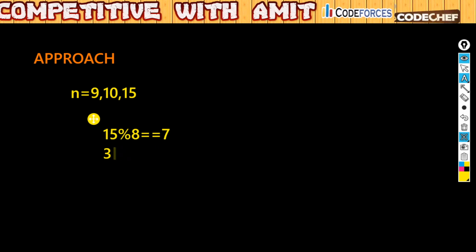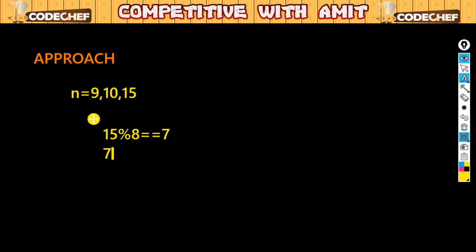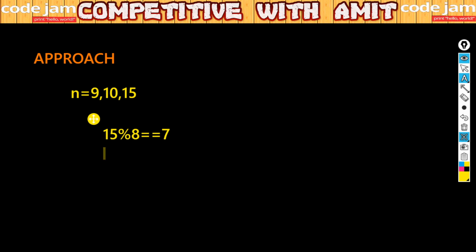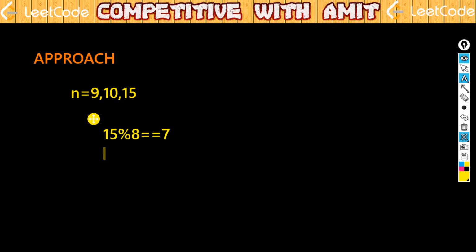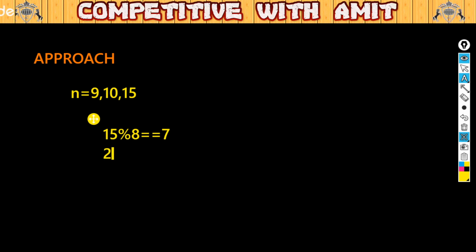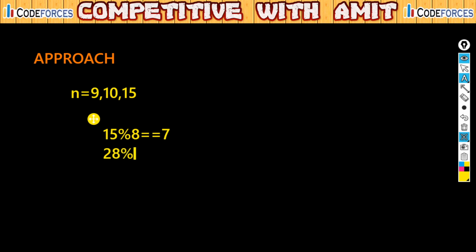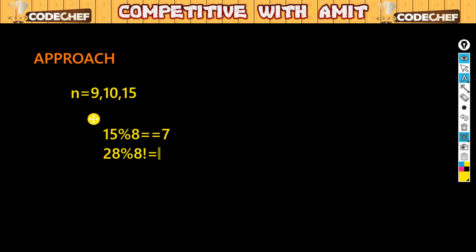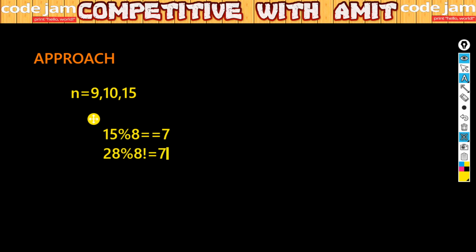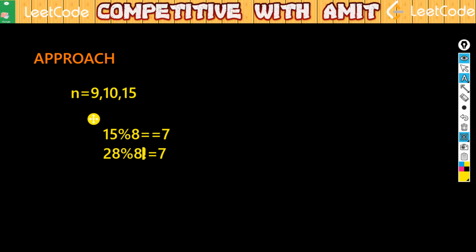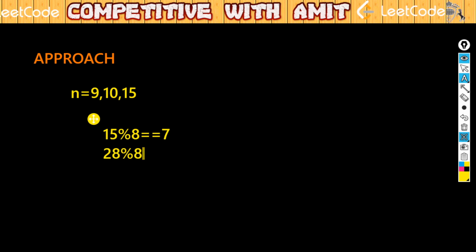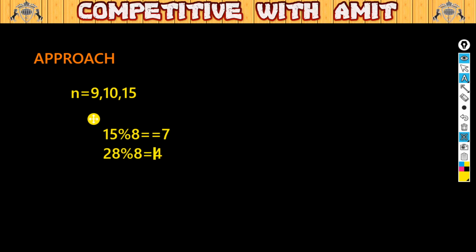Now after that we will check for 7 also. Before, we have checked for 7. Now we will try to find it for some more values. Suppose it is 28. Now 28 % 8 is not equal to 7. If you check it, it will be coming 4. Now for making 28 also we will require 4 numbers only.